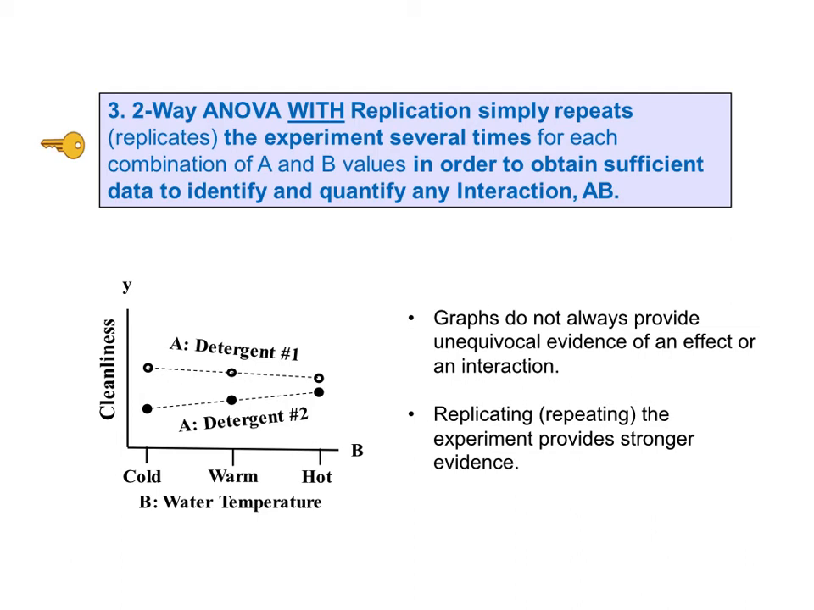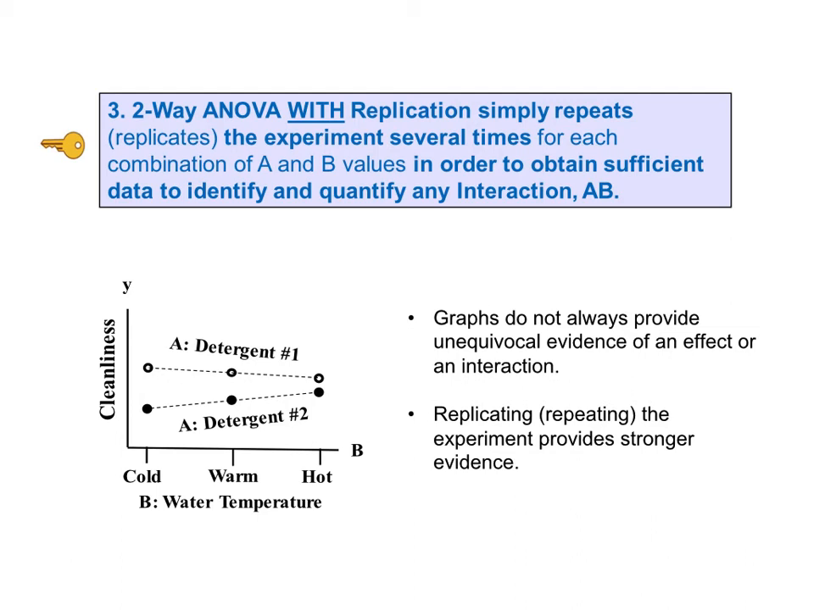KTU number 3 says, two-way ANOVA with replication simply repeats, that is replicates, the experiment several times for each combination of A and B values. This is in order to obtain sufficient data to identify and quantify any interaction AB.